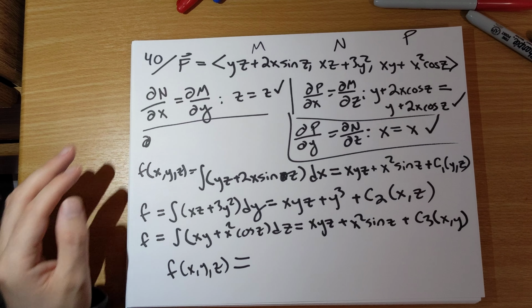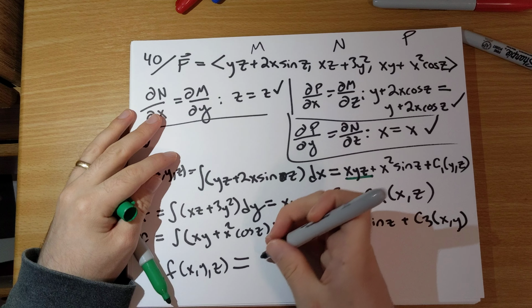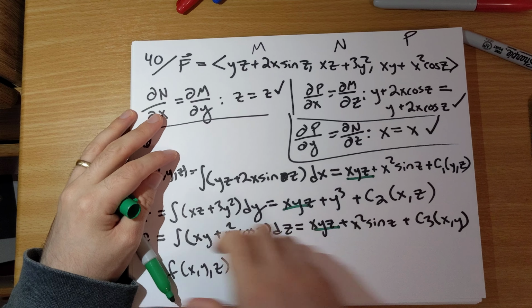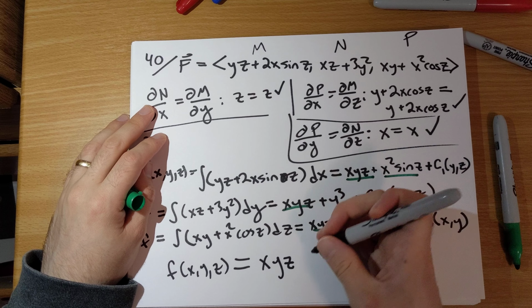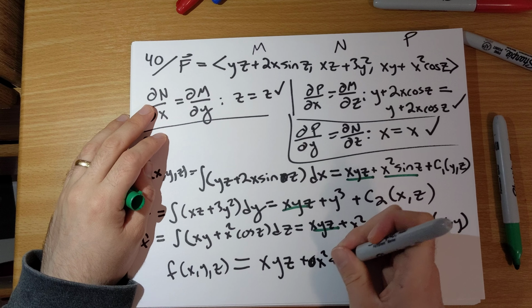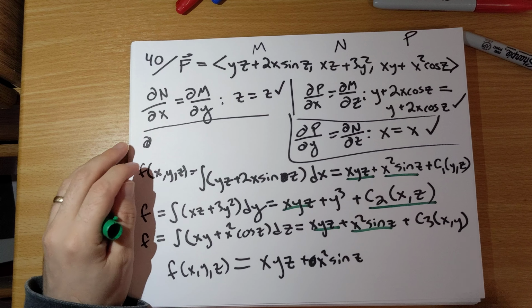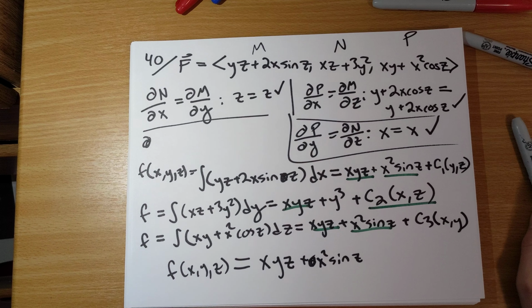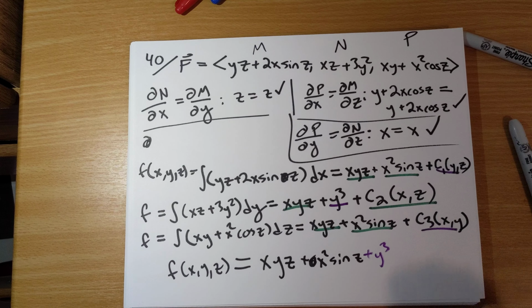Okay, so what is our final answer here? Let's combine things. We see an xyz in every term. We see an x squared sine z in those two terms, and x squared sine z could be part of the C2 of x comma z. And then finally, we have a y cubed, and the y cubed could appear in there. And so here is a potential function.